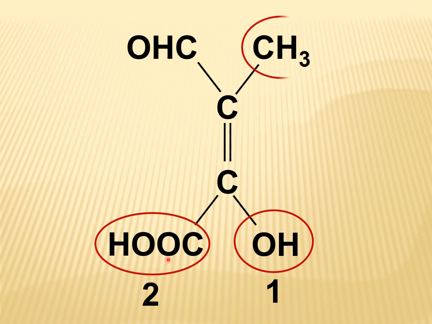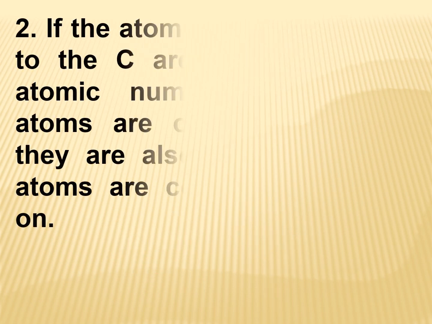What about these two groups, CH3 and CHO? If you look at these groups, the carbons of these groups are connected to this carbon, and carbon has atomic number 6. So here we cannot distinguish on the basis of atomic number. Both are the same element. So in that case, what will we do? In that case, we have to follow the second and the third rules. So what is the second rule?